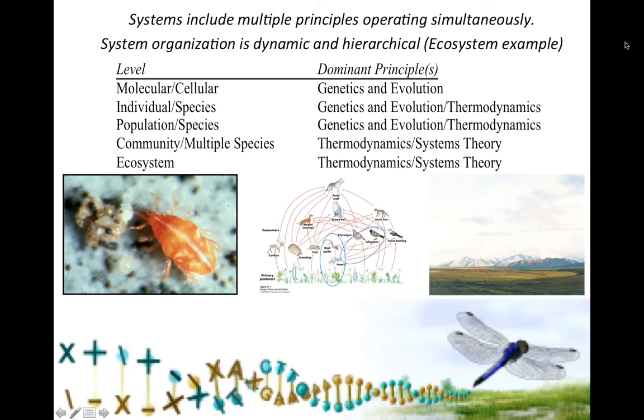I've listed over on the left-hand side different levels of organization: the molecular cellular level, the individual species level, the population species level, communities with multiple species, and then this concept of an ecosystem. It's not difficult to look at this in a structured or hierarchical manner, in that molecules make up cells, which then comprise organelles or organs and make up individuals.